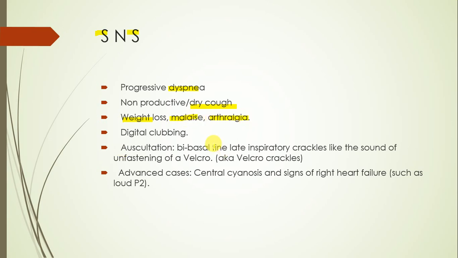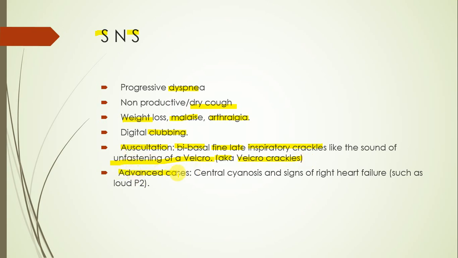And going to the signs, clubbing is a very early feature, and this happens due to prolonged hypoxia leading to hyperplasia of the tissue in the nail bed. And whenever you auscultate the lungs, you'll find fine late inspiratory crackles involving both the bases, and that sounds like unfastening of a Velcro. That's why it's also known as Velcro crackles.